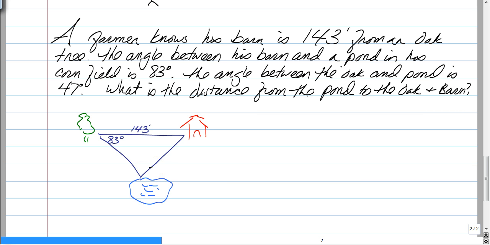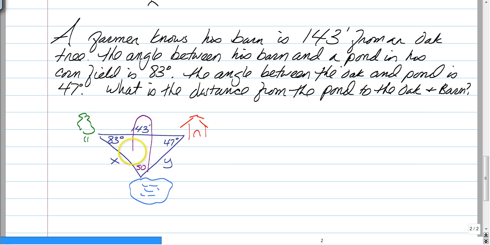And he says that he also knows that the angle between the oak and the pond is 47 degrees. So that's this guy right here. And you need to find the distance from the pond to the oak. That would make this one of the distances you need. And you also need to know how far the pond is from the barn. So you have two jobs to do. But luckily you know triangles always add up to 180 degrees. So you know that this angle down here is 50. And that's pretty much all you need.